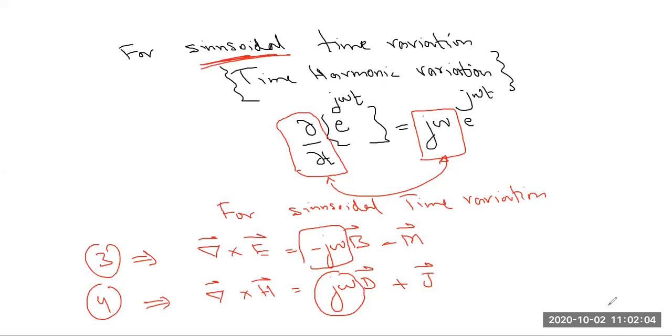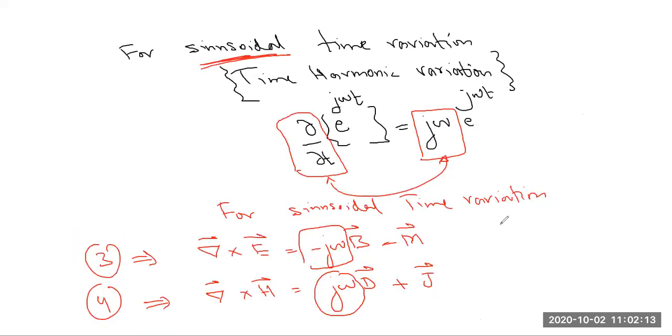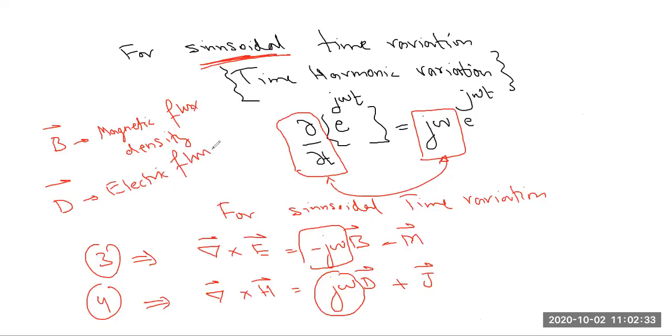Now, another important change that we can make is these quantities. So we have B and D. What is B? B is magnetic flux density. And what is D? D is the symbol for electric flux density.